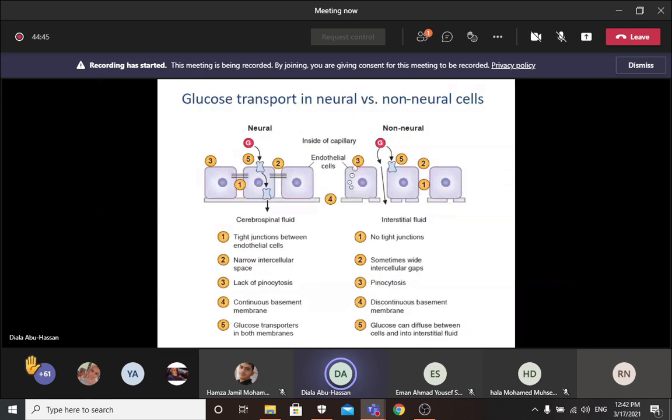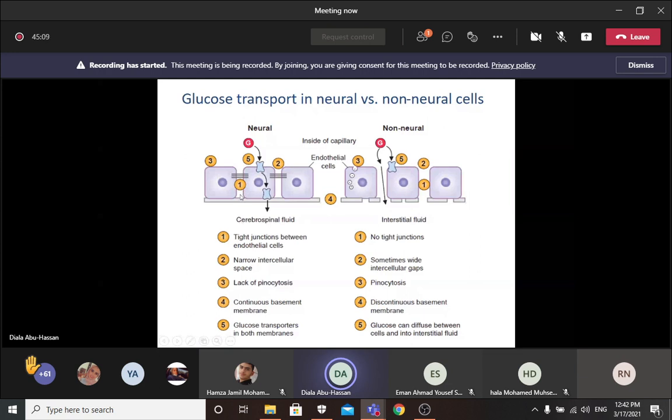The cells are connected via tight junctions, as you can see in here, tight junctions to forbid the movement of molecules between cells. There is a continuous basement membrane under the endothelial cells that line the blood vessels, again to avoid or to forbid the movement of molecules through this.